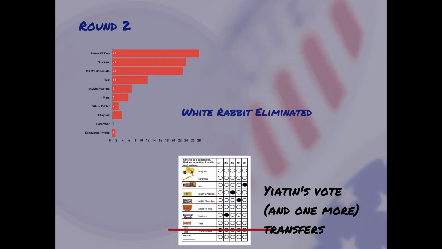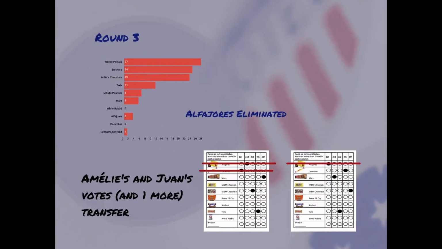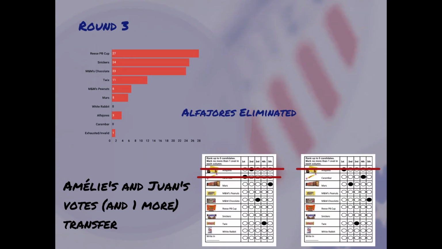Now, alpha-HOS, as I just said, has 3 votes. All the other counts are unchanged because only 1 vote transferred from round 1. So White Rabbit is the next candidate to be eliminated. Yatin had selected White Rabbit as her first choice, so her vote transfers to her second choice, Snickers. And there's another voter that also had selected White Rabbit, and his or her vote also transfers. So we'll see that Snickers gets 1 more vote and has now 24 votes, the 24th one being Yatin's, and actually M&M's Chocolate got the extra transfer from White Rabbit.